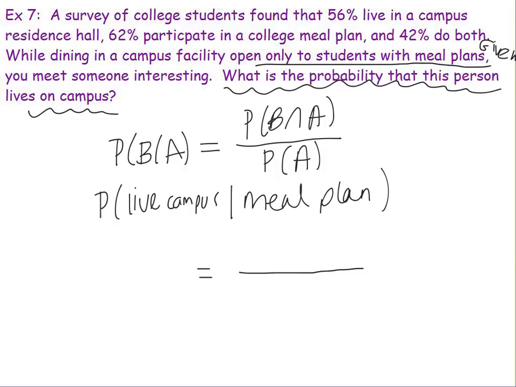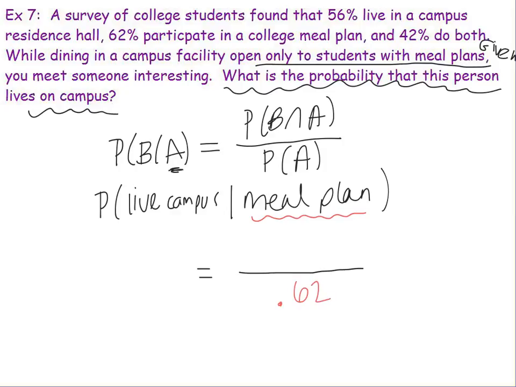So let's focus on the denominator first. We want to find the probability of A. A was our given, so our given is they have a meal plan. We'll look back up in our problem. It says 56% live in a campus residence hall, 62% participate in a college meal plan. That's what we need to write now, right there. They have a meal plan. That's 62%. Well, we're going to write that as a decimal, so we're going to write it as 0.62.